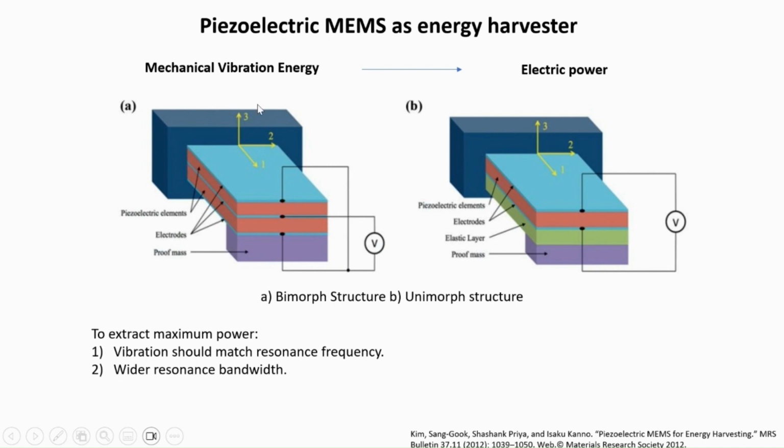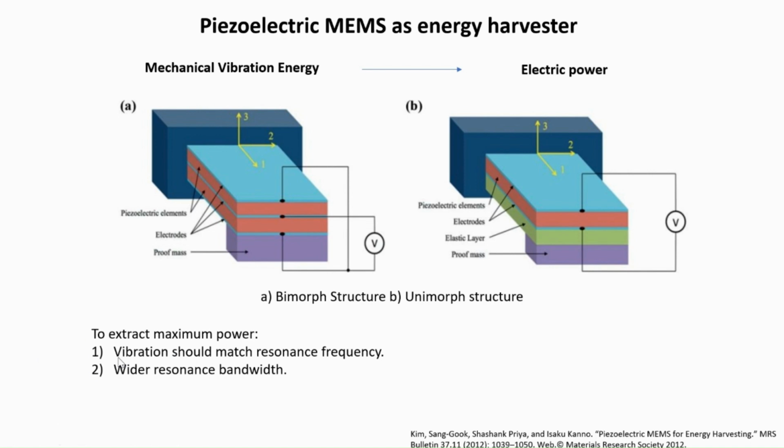Okay, one end is fixed, so that will cause a strain, and that strain is converted into electricity. Ultimately, that structure has a resonant frequency, right? So your external vibration should match that resonant frequency, or you should make your structure in such a way that the vibration of the environment matches your structure. That is one main reason you should consider to extract maximum power.